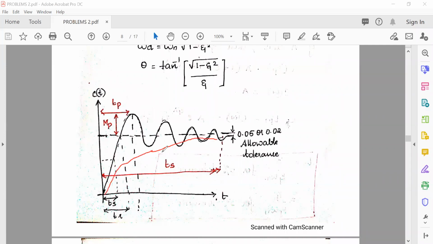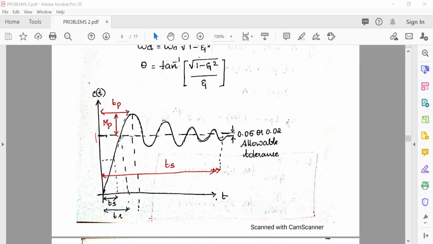Overdamped will be like this. Critically damped, it will be like this. It is neither of these two. There is a small amount of damping, so it will oscillate and settle down. So based on that, this is the final value.